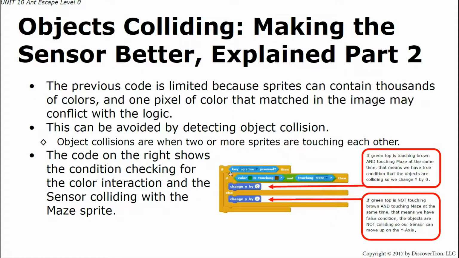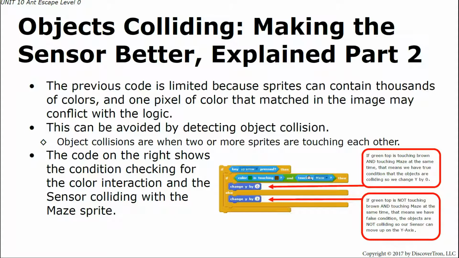Now we do this with this nested if-else inside of an if condition. Whenever the user presses the up arrow, if this is true, then we're going to check this condition right here. One, are these two colors touching? If that's true, we also need to see if this is also true. Is it touching the maze?